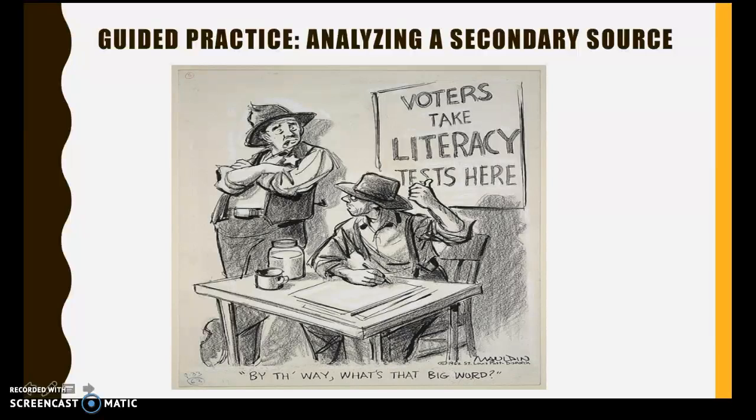So when it comes to summarizing this cartoon, I would say that yes, literacy tests were discriminatory against African Americans, as whites rarely had to take them, if ever. And then also that eventually literacy tests were banned under the Constitution and found unconstitutional.